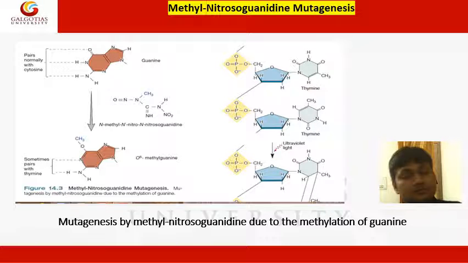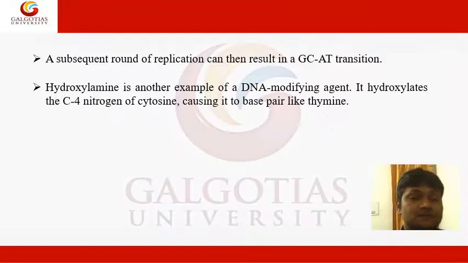This is the picture of the mutagen methyl nitrosoguanidine. Due to the methylation of guanine, it becomes mispaired in the structure and later on is repaired. A subsequent round of replication can then result in GC to AT transitions. Hydroxylamine is another example of a DNA modifying agent, and it hydroxylates the C4 nitrogen of cytosine, causing it to base pair like thymine.